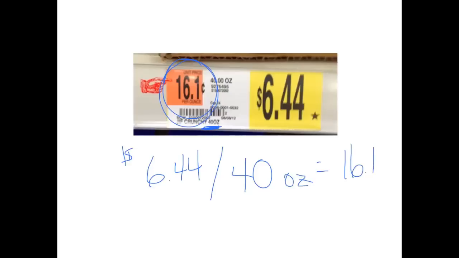So this was an example of Jiffy Crunch peanut butter, and it costs $6.44 for the whole jar. But the problem is, when we try to compare it to something else, the jars might not be the same size. So what you do is you take the price, and then you find how much of the item is in the jar. In this case, it's 40 ounces. And you do a little bit of a math problem. You take the price of the jar divided by the amount of ounces in it, and it gets you the unit price per ounce.